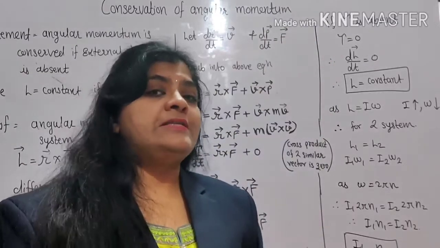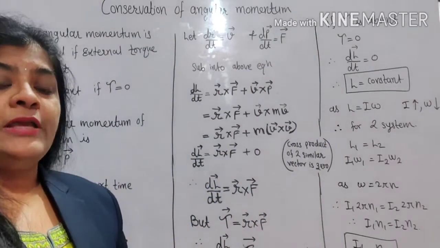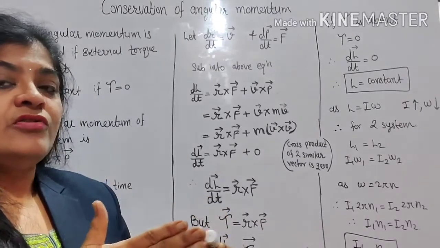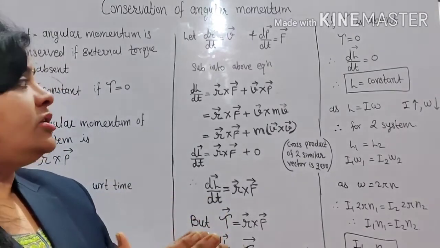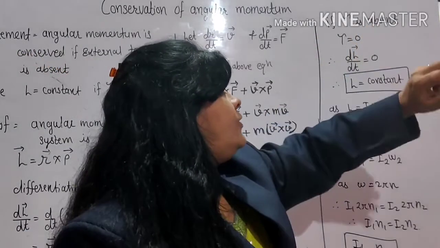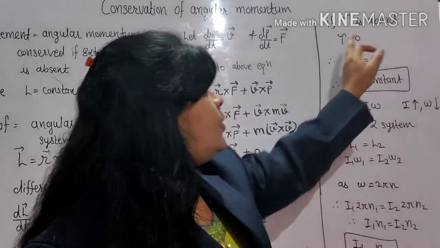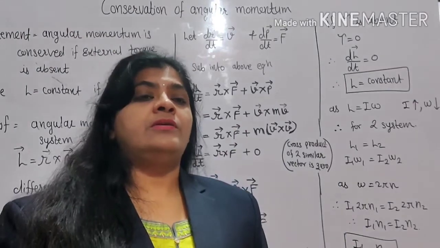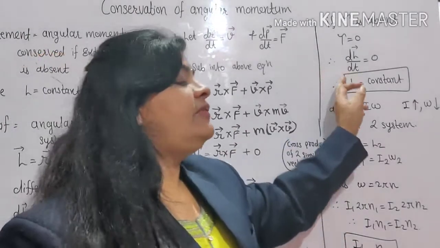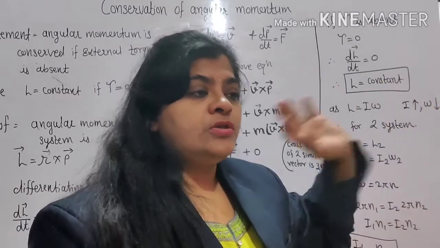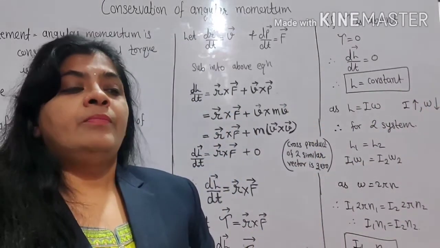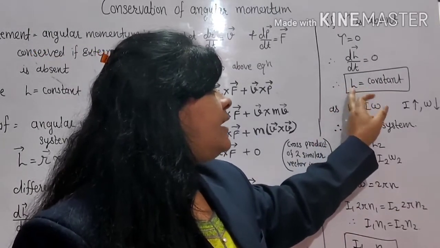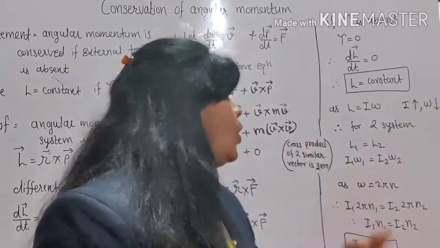Now if this tau is absent, meaning external torque is not acting on the body, that is, if the body is rotating and the rotational force tau is not acting on it, then torque is equal to 0, and therefore dL by dt is equal to 0. When the derivative of a term is 0, we can say that L is constant, because the derivative of a constant value is always 0. Then we get that the angular momentum is equal to a constant.